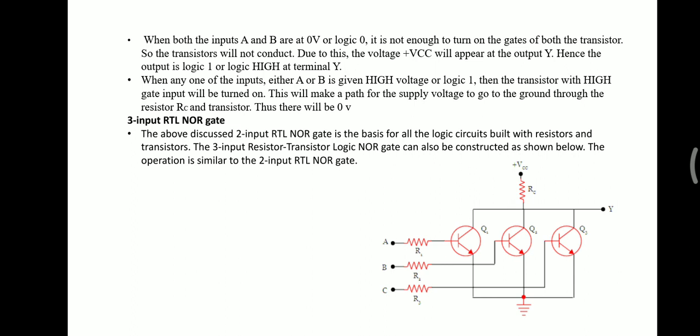When any one of the inputs, either A or B, is given high, that is 1, then the transistor with the high input at its base will be turned on. So the supply voltage directly goes to the ground and the output will be 0.